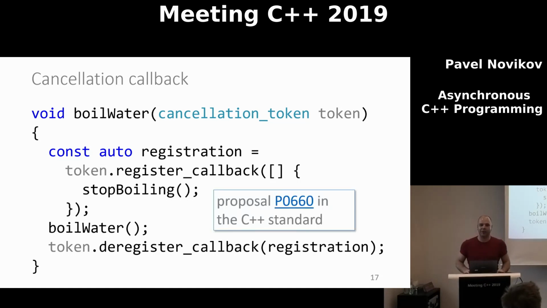Okay. Since I have no questions, I'm going to continue. There is a proposal to the standard that implements almost exactly the same primitives. It's called stop token by Nico Josuttis and his colleagues. And I think it's brilliant. You should use it when it is available in your compiler, in your environment.